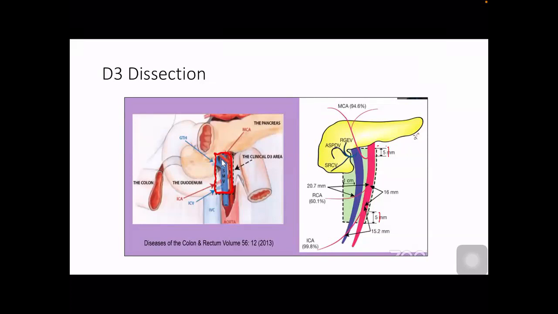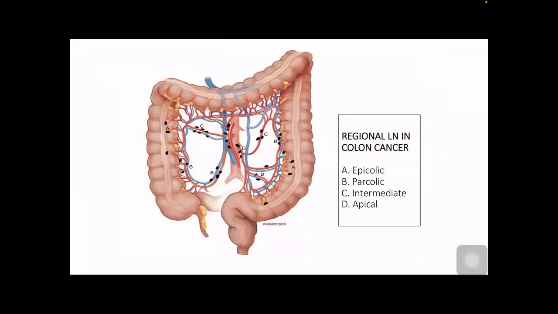So you understood D3 dissection. Also remember the regional lymph nodes in colon cancer are further divided into epicolic, which are the nodes on the colon wall; paracolic, the nodes along the marginal artery; intermediate nodes, along the arteries supplying the colon; and apical nodes, along the origin of the vessels.